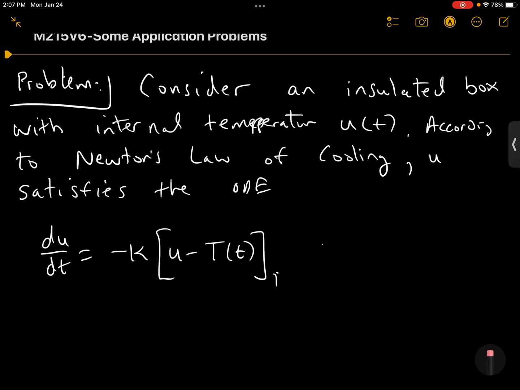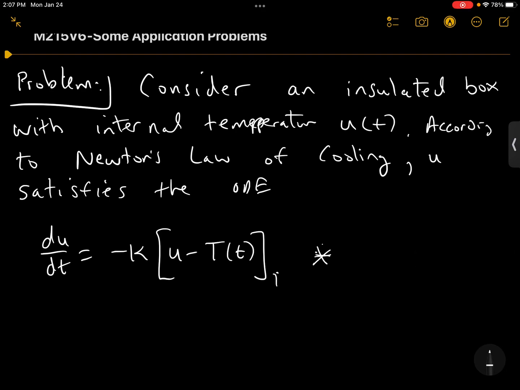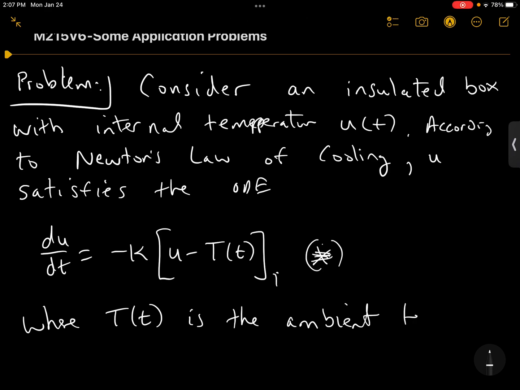And let me call this equation star, where capital T of T is the ambient temperature. Okay, so U of T is internal, capital T of T is the ambient outside temperature or external temperature.